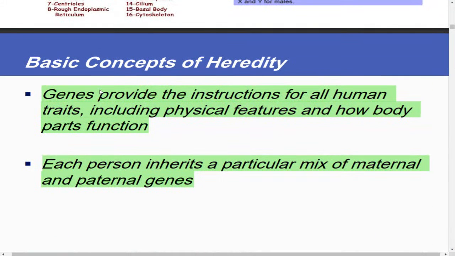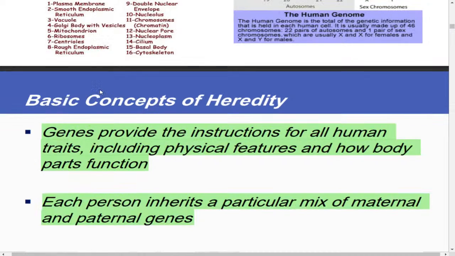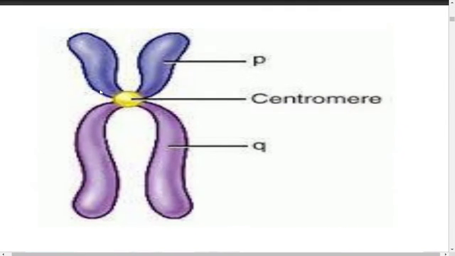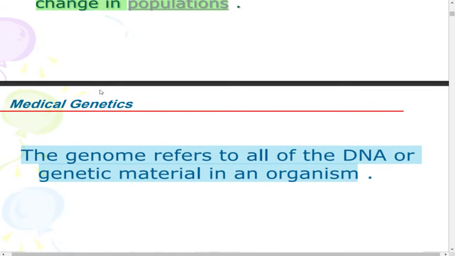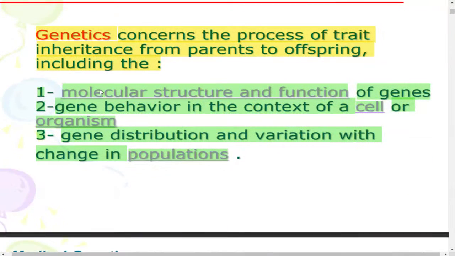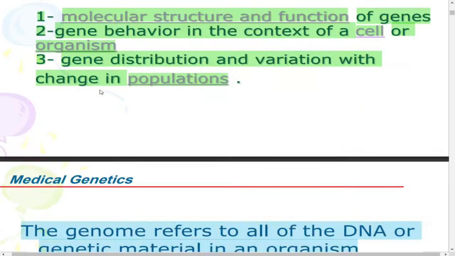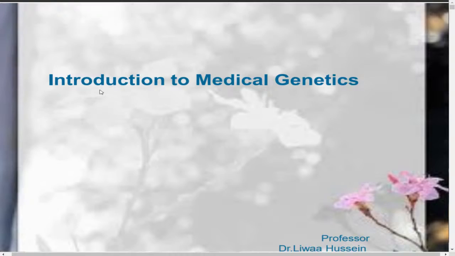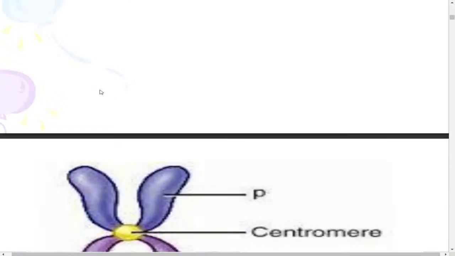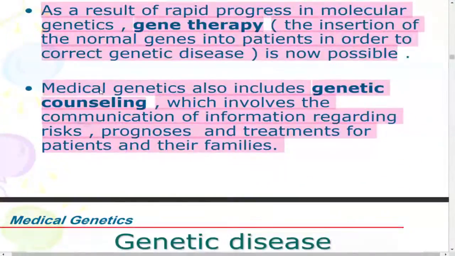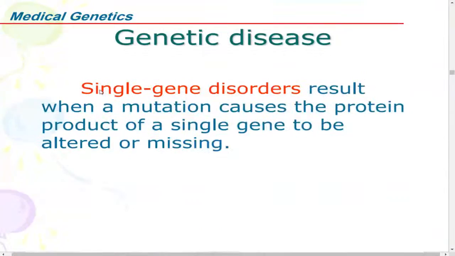Basic concepts, genes, etc. This is the eukaryotic cell. We've studied it very carefully. This is the centromere, chromosome, etc. Genetic concerns, molecule, a very important lecture. So we have studied today medical genetics. That is a very nice and important lecture that should be studied one more time and many, many times, every day, every night, every week.